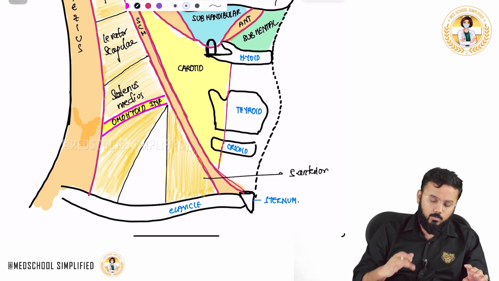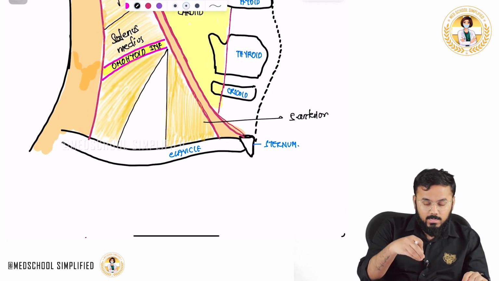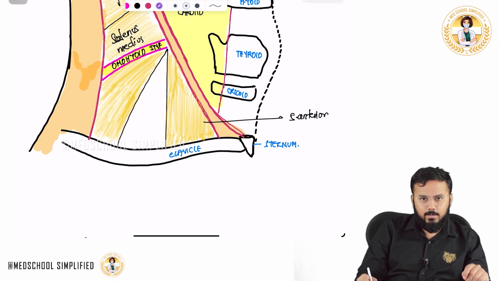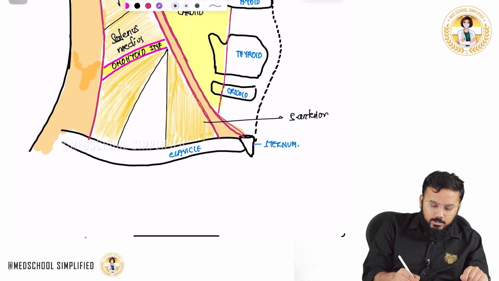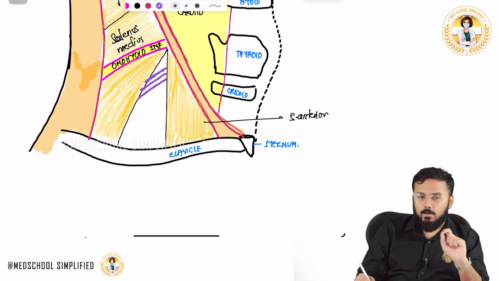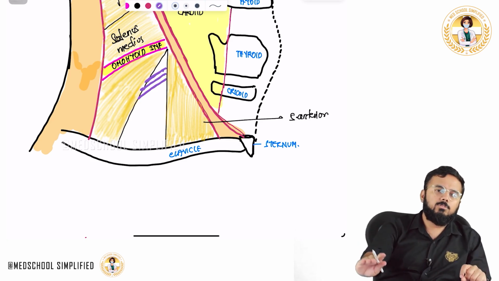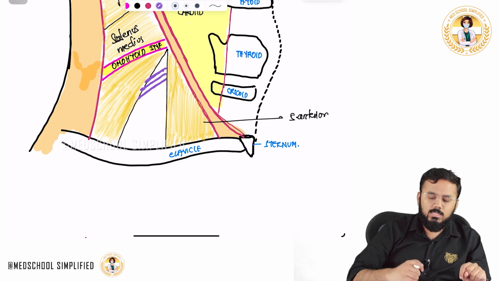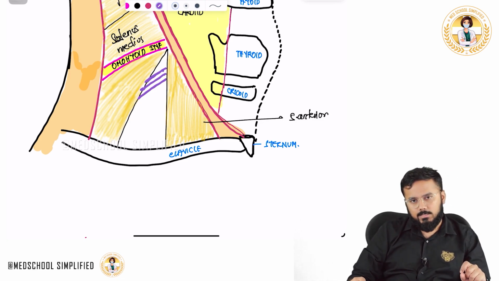Now, let us see what the contents are. First important content is that you see here there are 1, 2 and 3. There are 3 structures over here. You know what these 3 structures are? These 3 structures are called the trunks of the brachial plexus. In the brachial plexus you have roots, trunks, divisions. So these are the trunks of the brachial plexus.